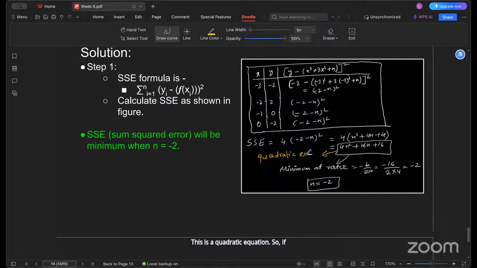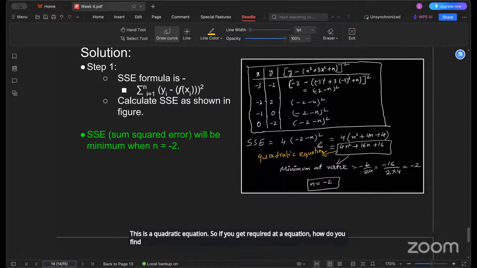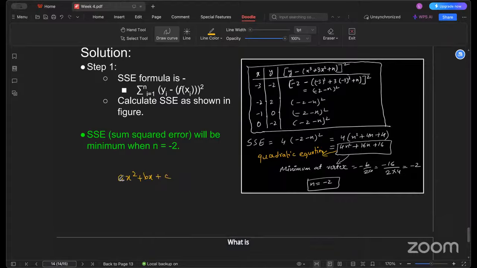So if you get a quadratic equation, how do you find the minimum value of a quadratic equation? If you have ax square plus bx plus c, the minimum is at the vertex, which is x equal to minus b by 2a. So you calculate, your b is 16 and your a is 4. So minus b by 2a gives you minus 2. So n equal to minus 2 is your minimum value of the sum squared error. Is it fine?